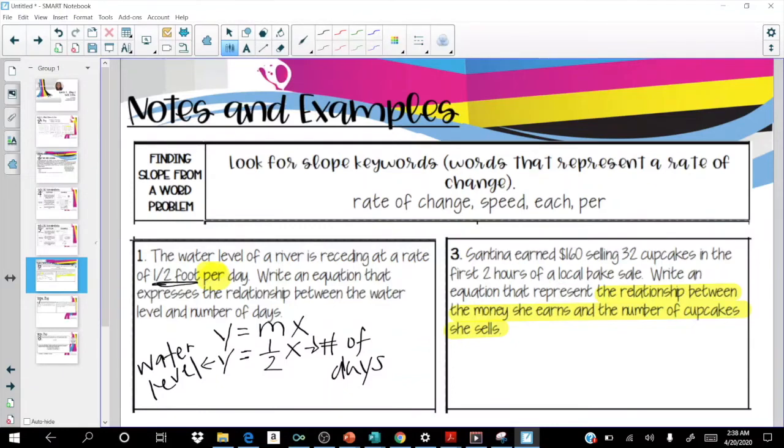It tells us that she earned $160 selling 32 cupcakes. To find our slope, we're going to have to first find the unit rate. The unit rate also refers to a constant rate of change. It's basically how much there is of something compared to one unit of something else. So we want to figure out how much money she is earning by selling one cupcake. If she sold one cupcake, how much money would she make?